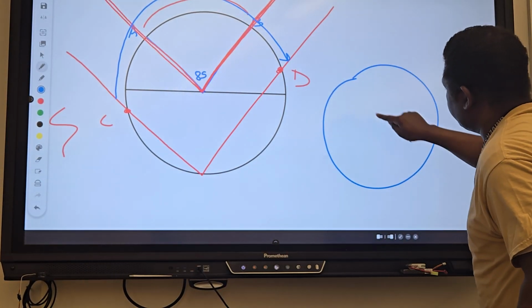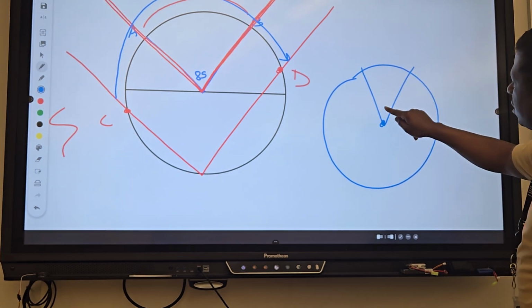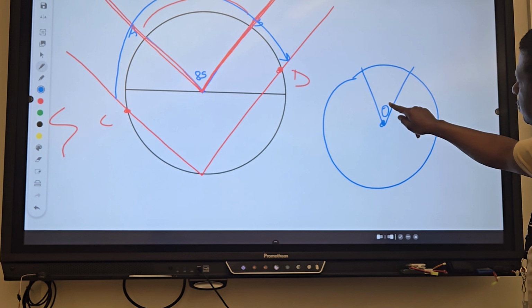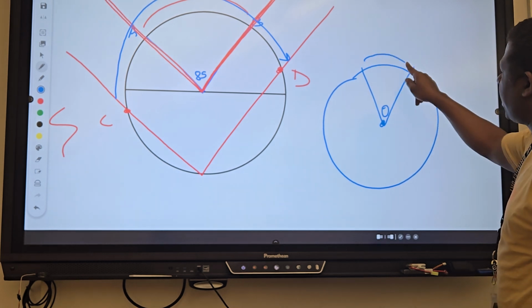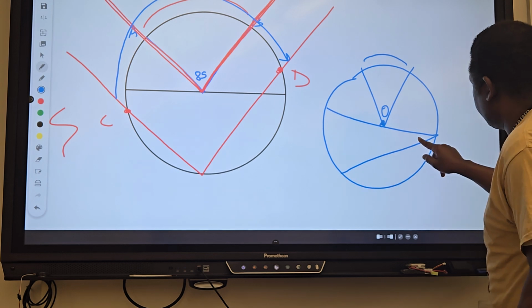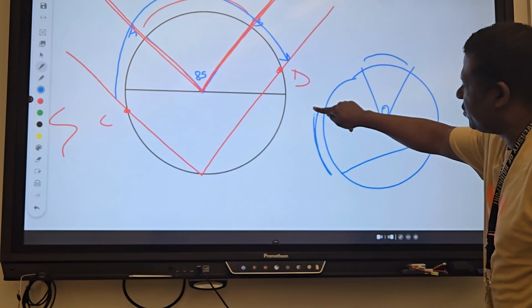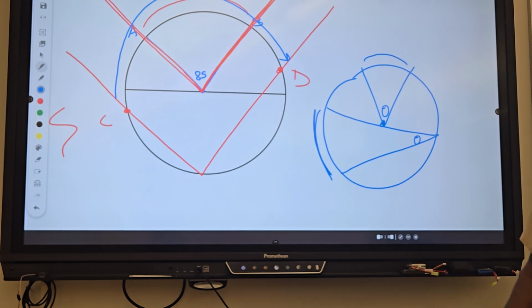So really quick, anytime I have a central angle, the degrees here is going to be the same as the arc measure here. If I have an inscribed angle, right, the degrees here is half the size of the arc measure here. Anyway, hope this helps.